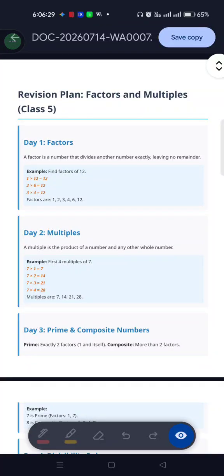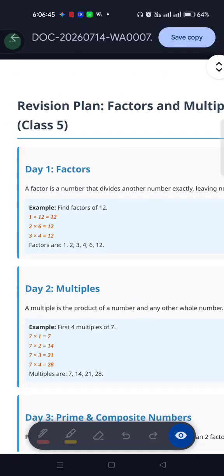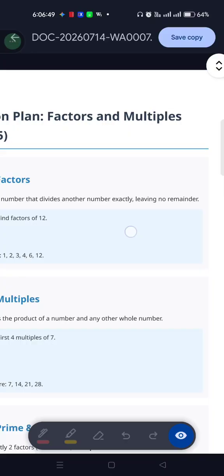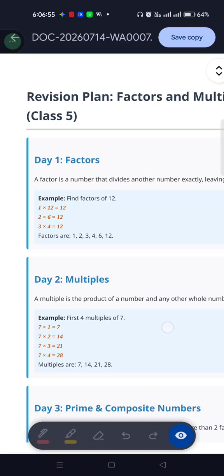Good evening, dear student. So, once again, today we are revising our last lesson for the test, or for the PA1 examination, and our last lesson is lesson number 3, and you can also say chapter number 3, factors and multiples. So we will revise this chapter in this video.